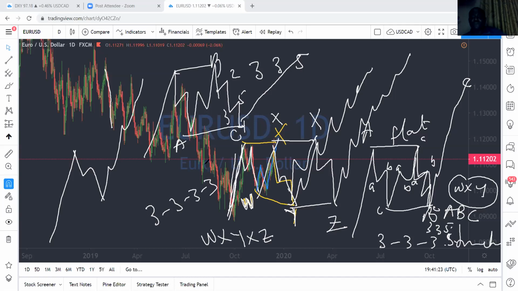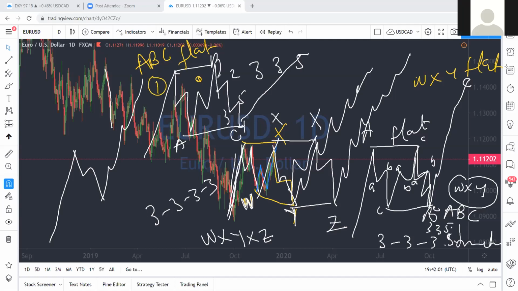Do you understand? So now, if you have a 3, 3, 3 structure like this, and it's a flat corrective structure, you can now call it WXY flat. If you have a 3, 3, 5 like this, which is also a flat corrective structure, you call it what? ABC flat. This is an extension over the flat corrective structure that we discussed yesterday. All right? Because this is a flat, this is a flat. But this one is carrying a 3, 3, 5 structure. We call it ABC flat. This one is carrying a 3, 3, 3 structure. We call it WXY flat.